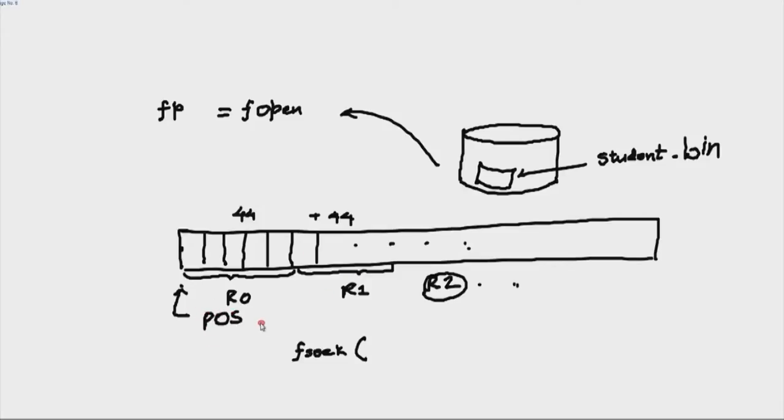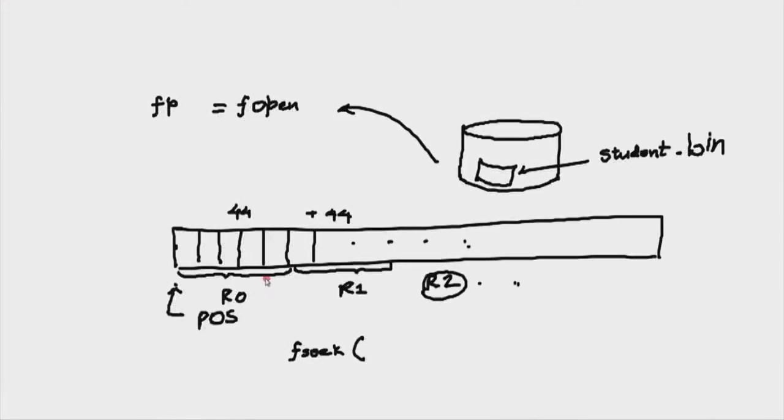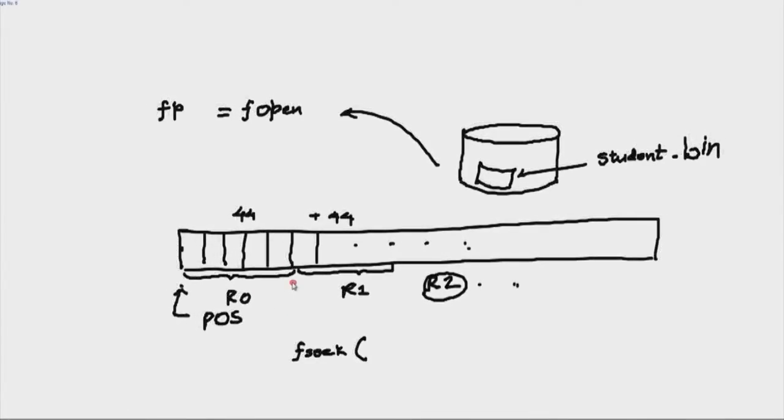First and foremost, POS is defined as a long int, so it can represent a very large value. In this context, what I will ordinarily do is first set POS to something, then I will fseek to that position.